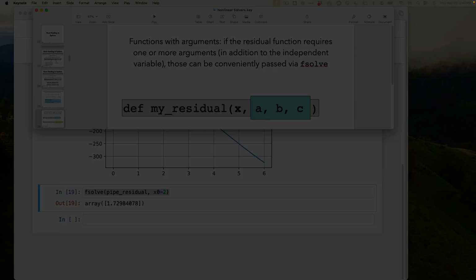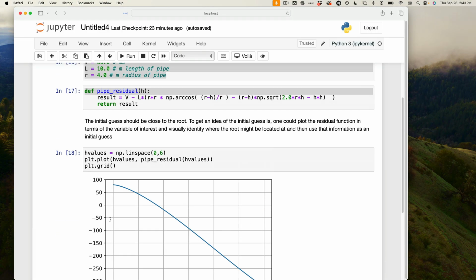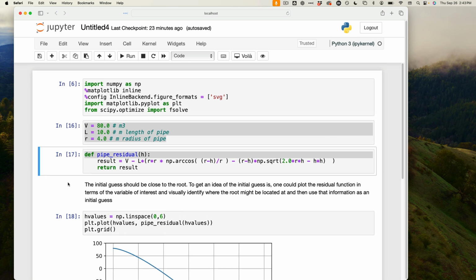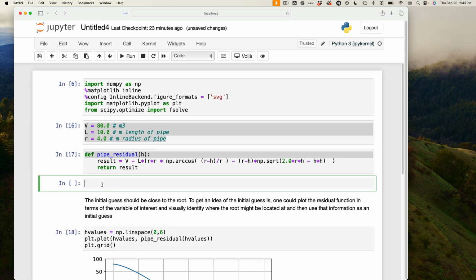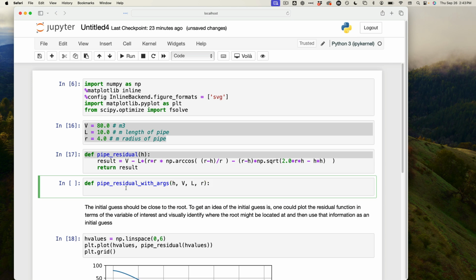Okay, so let's do this in Python. So we're going to go over this again here. And now we don't want to use global variables. Instead, I'm going to define pipe residual with arguments. And always my first argument is going to be the variable in question. And then I'm going to define v, l, and r. I'm going to pass v, l, and r. It doesn't have to be in this order. Whatever order you choose, make sure you respect it when you call this routine.